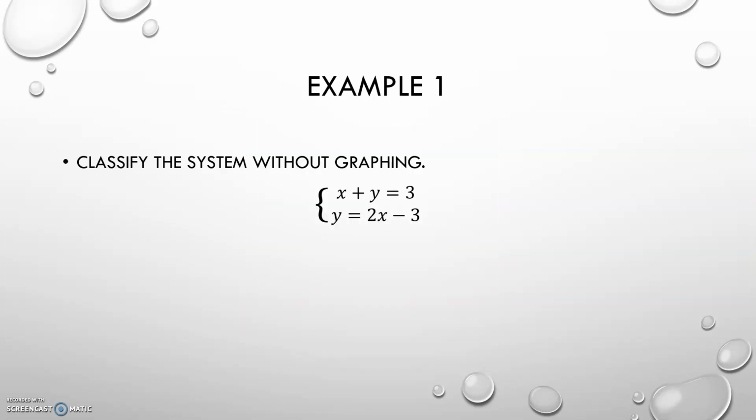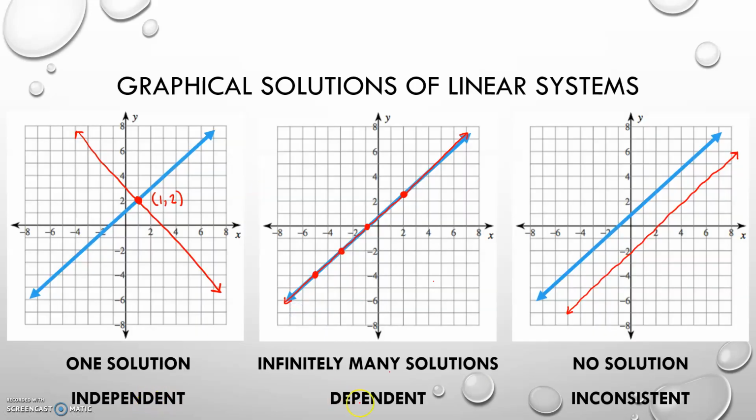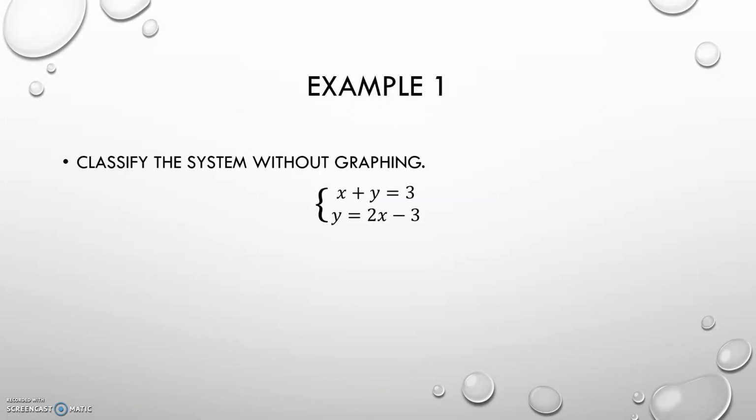We're going to look at two different things with this now. The first thing we're going to do is to classify systems without graphing. We're going to classify them as being independent, dependent, or inconsistent. So to do this, the best way is to find the slope and find the y-intercepts.